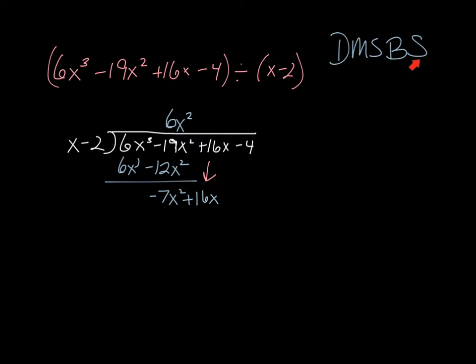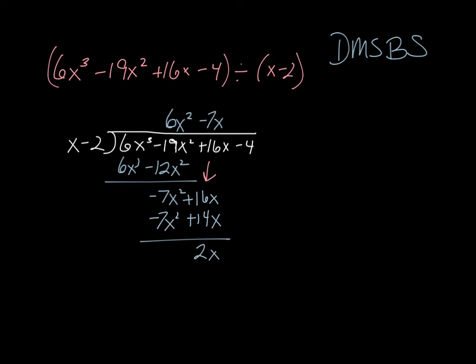Next step, bring down. So we're going to bring down this 16x. And then last step is start over, and we divide. So we do the same thing where we take the first term of the polynomial and divide it by the first term of this polynomial. Negative 7x squared divided by x is negative 7x. Then we multiply. Negative 7x times the whole binomial is negative 7x squared plus 14x. Then we subtract. Negative 7x squared minus negative 7x squared is 0. 16x minus 14x is 2x.